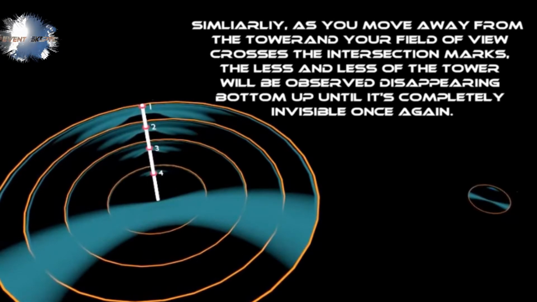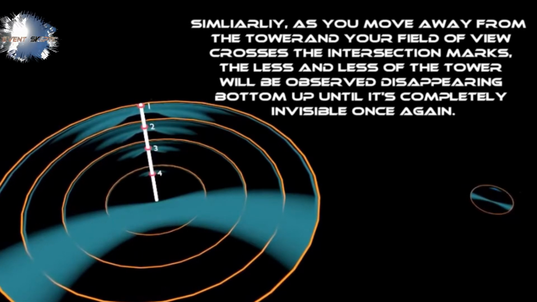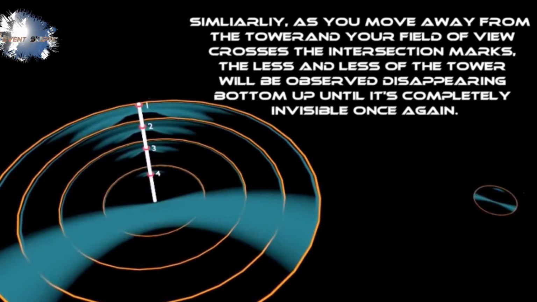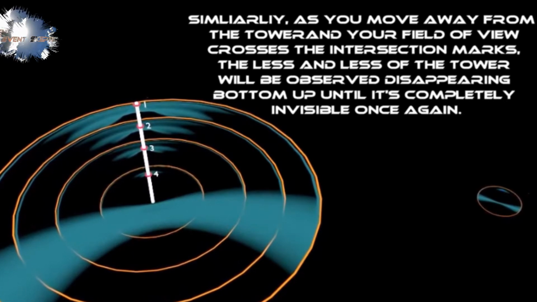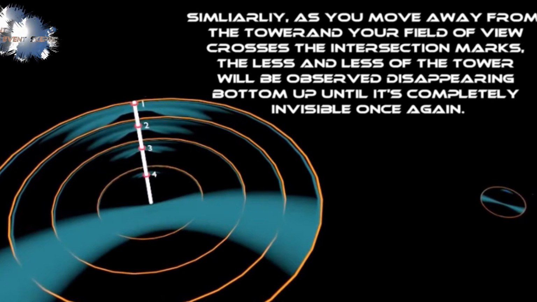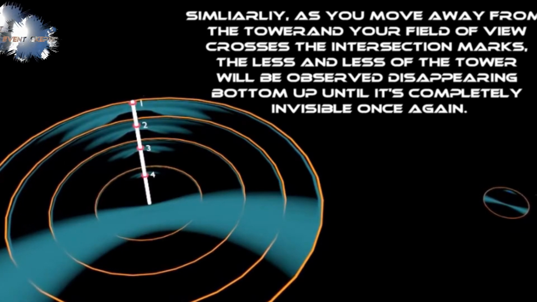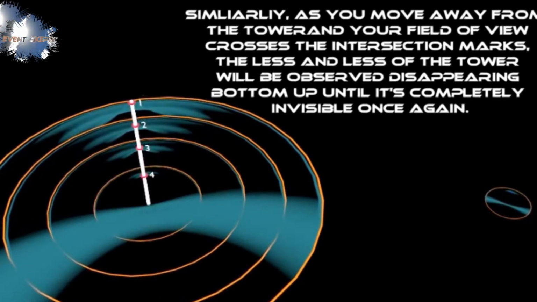Similarly, as you move away from the tower and your field of view crosses the intersection marks, less and less of the tower will be observed, disappearing from the bottom up until it's completely invisible once again.